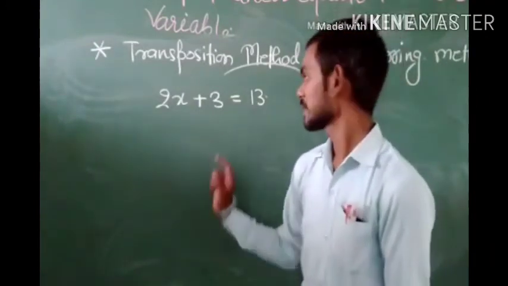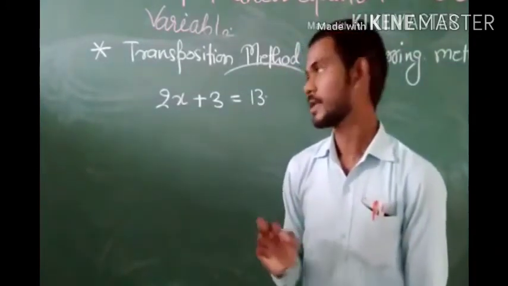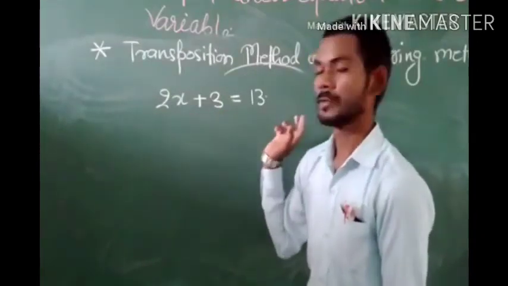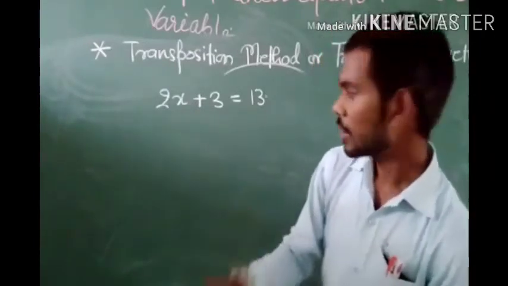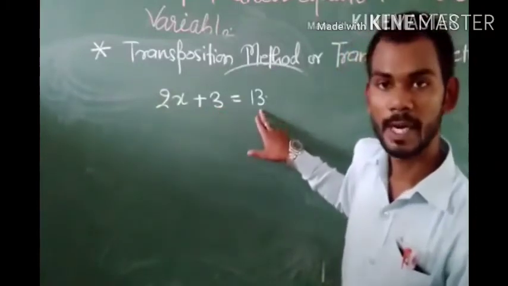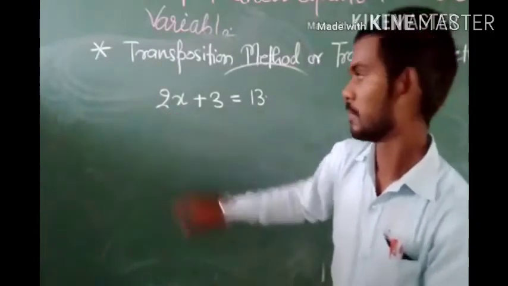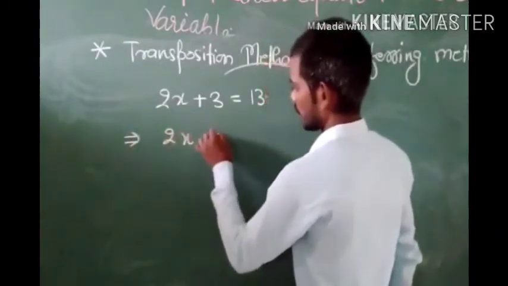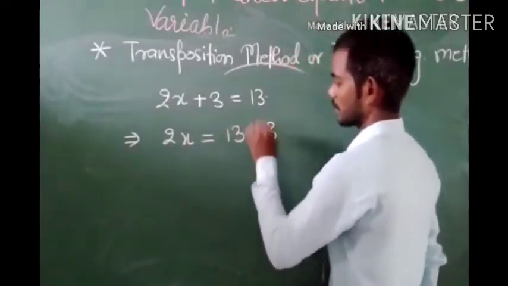Here we can see that in the equation there is only one term which is the variable, that is 2x, and all other terms are constant. So here we need to transfer only the constant term from the left hand side to the right hand side, and the term 2x remains the same. Here we get 2x is equal to 13 minus 3.